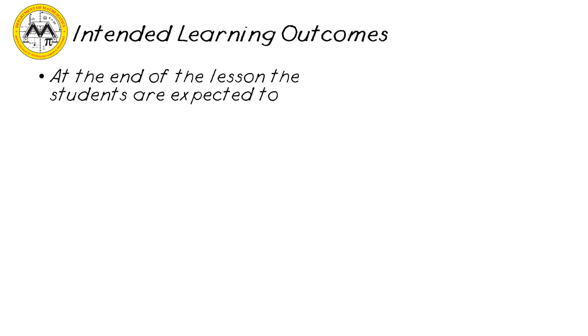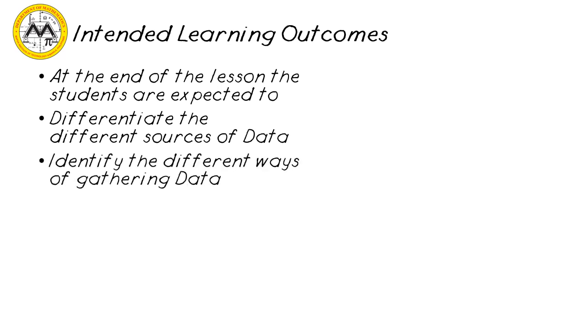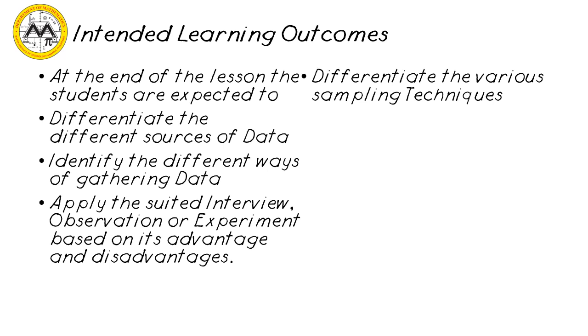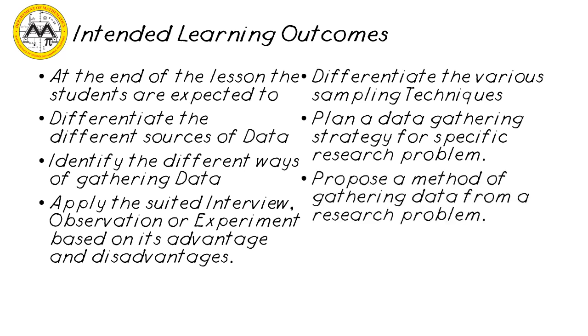The intended learning outcomes for today's lesson are: 1. The students must be able to differentiate the different sources of data. 2. The students must be able to identify the different ways of gathering data. 3. The students must apply the suited interview, observation, or experiment based on its advantages and disadvantages. Next, the student must be able to differentiate the various sampling techniques. And finally, the student must be able to plan a data gathering strategy for a specific research problem and propose a method of gathering data from the research problem.